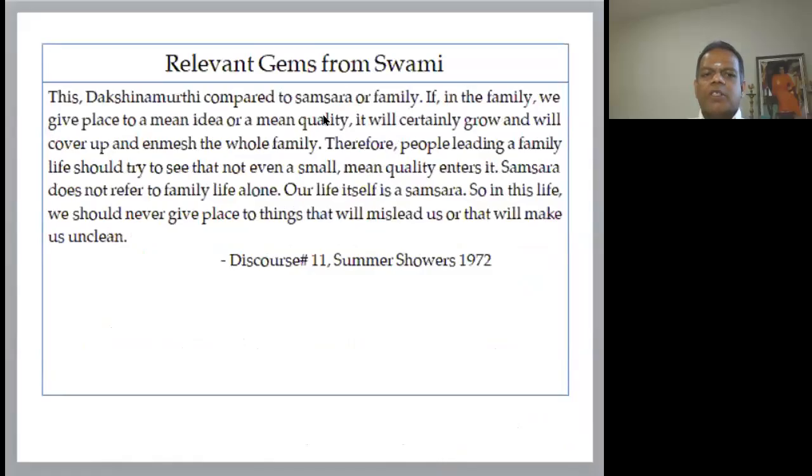This Dakshinamurti compared to samsara or family. If in the family we give place to a mean idea or a mean quality, it will certainly grow and will cover up and enmesh the whole family. Therefore, people leading a family life should try to see that not even a small, mean quality enters it. Samsara does not refer to family life alone. Our life itself is a samsara. So in this life, we should never give place to things that will mislead us or that will make us unclean.